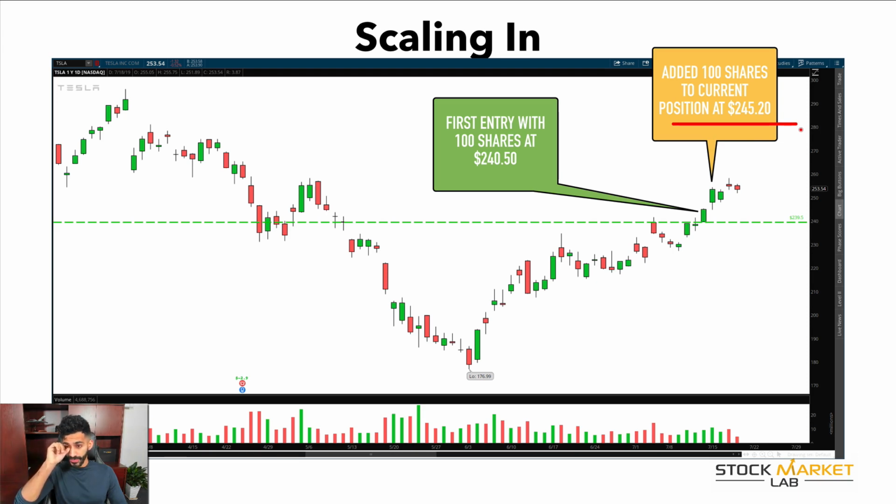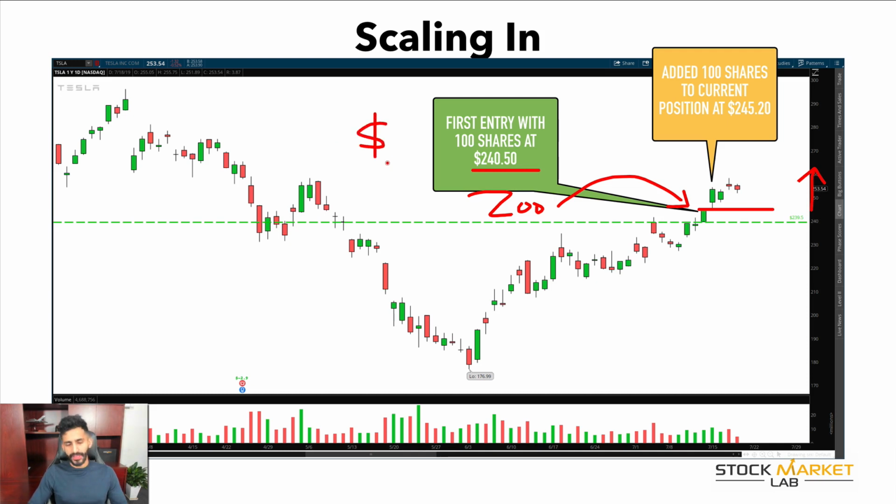Now, as your position is being built, one thing a lot of people tend to confuse or don't understand is, they're like, wait, why would I add more at 245 when I could have just bought 200 at 240? Well, that's the downside of scaling in. The downside is obviously if you were to buy your full 200 shares at 240.5, if you bought all of them here, obviously your profit would be a lot higher. You would have a lower cost average on the stock, and that would make a lot of sense in terms of profitability.